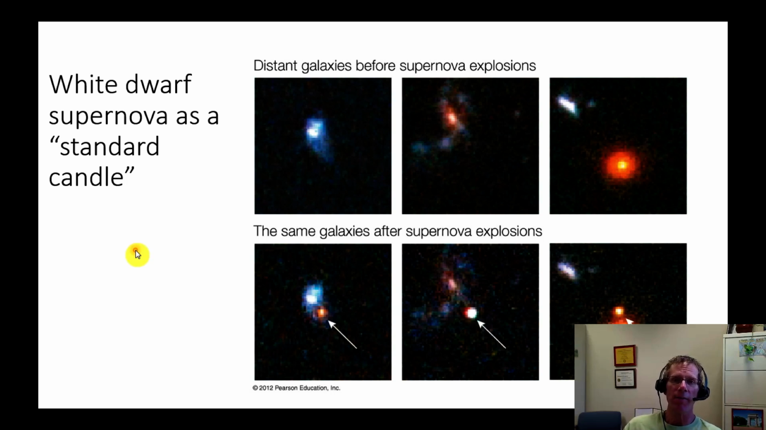Because all white dwarf supernovae come from the exact same type of star and the exact same mass, plus or minus a pretty small percentage, they're going to have the same luminosity. So again, here's something where we know what the actual luminosity is because it's a white dwarf supernova. We can measure its luminosity here on Earth. If we know the actual luminosity and the measured luminosity, we can determine the distance.